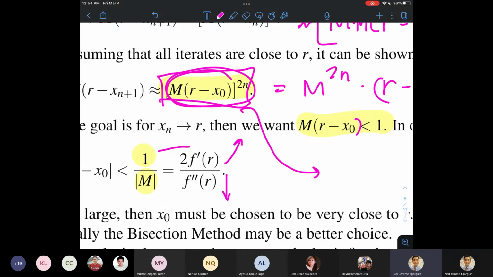So if your function has a high growth rate, all right, mabilis siyang lumalaki, okay lang siya as long as dapat mababa yung concavity niya. Pero kung malaki yung concavity ng function and at the same time mabilis yung rate of growth niya, medyo mahihirapan tayong gamitin si Newton Raphson. All right?